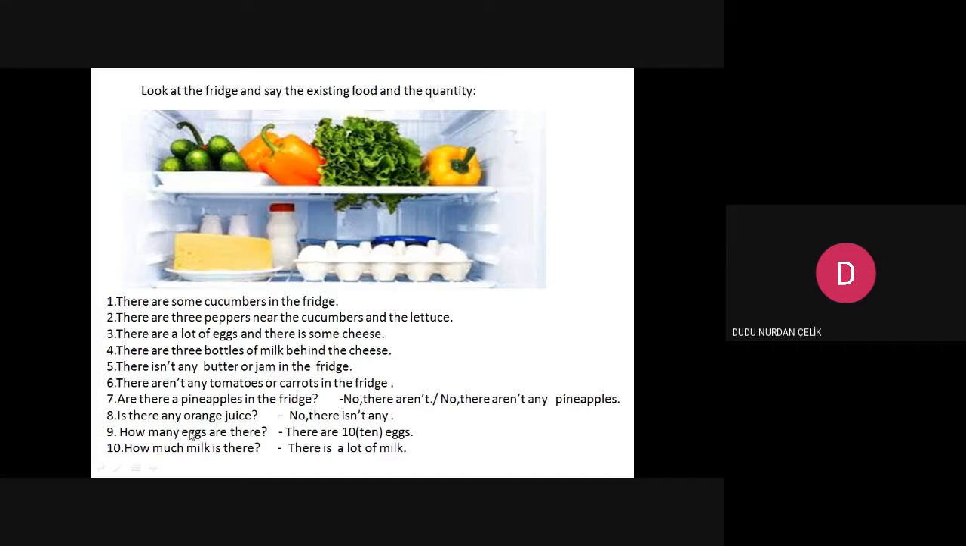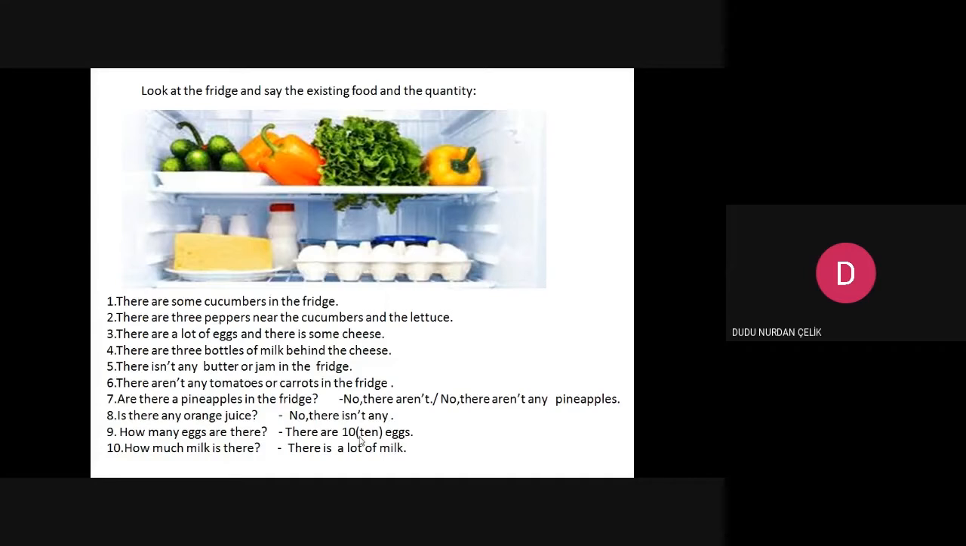Eggs are also countable, and countable nouns are always asked in plural with how many. How many eggs are there? Not is there. How many eggs is there? Never. How many eggs are there? Always plural. There are 10 eggs, or maybe just one. Then we say, how many eggs are there? There is one egg. It's possible.